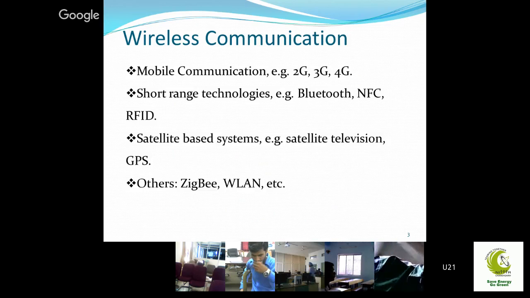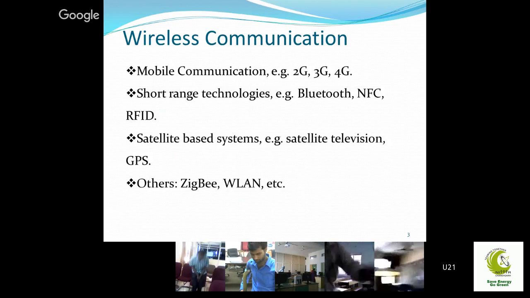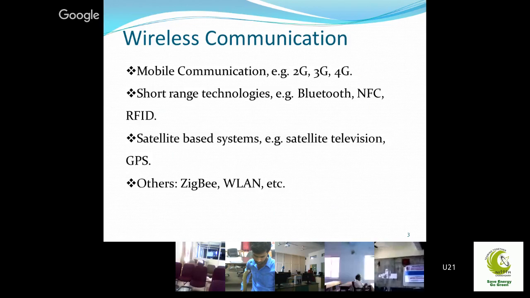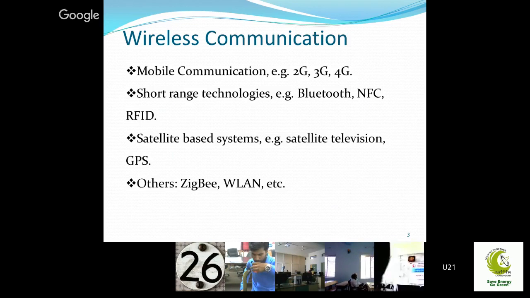So when we talk about wireless communication, it's quite a wide topic. We talk about mobile communication, 2G, 3G, 4G. We are having lot many short range communication technologies like Bluetooth, NFC, RFID. We are having satellite based communication systems like satellite televisions, GPS, etc. And we are having lot many other technologies like ZigBee, WLAN, etc.